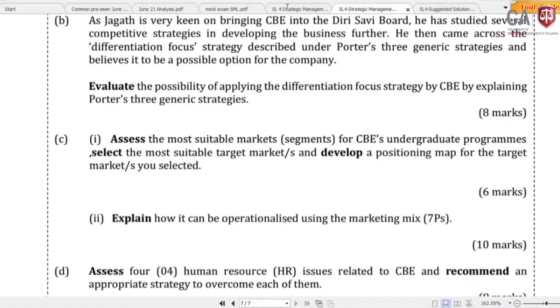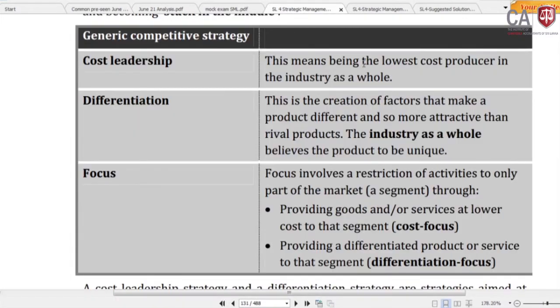Then look at our next one, differentiation. What is differentiation? This is the creation of factors that make a product different and so more attractive than rival products.